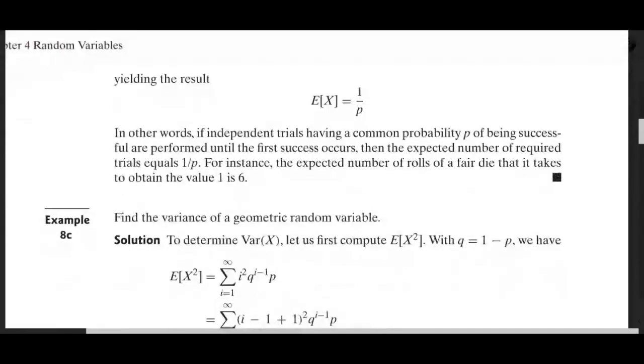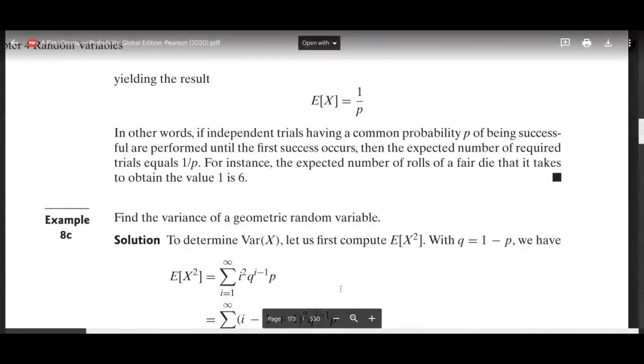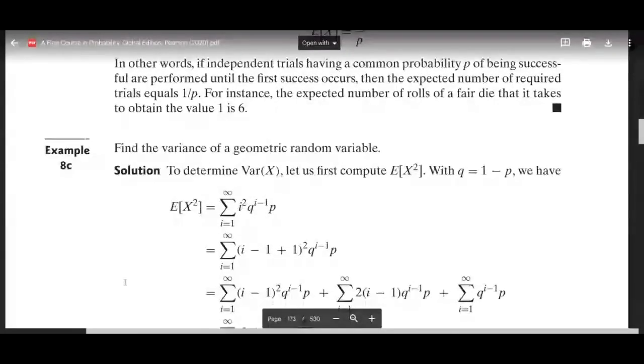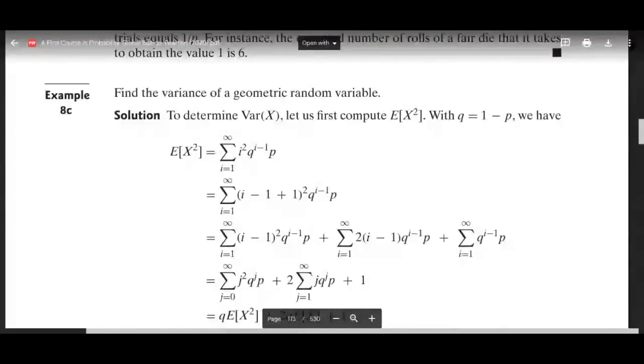Okay, let's calculate the variance of a geometric random variable. Because all those distributions, binomial, Poisson, geometric, and later on some others, they have formulas. So in life, we just need to know when to apply these formulas. All right, let's see how to calculate the variance of a geometric random variable.